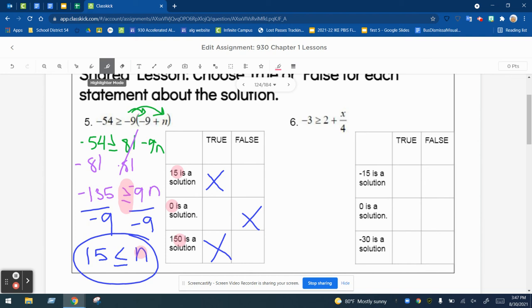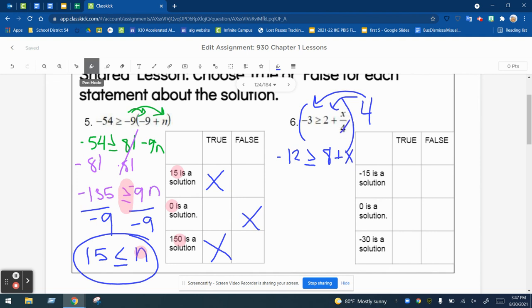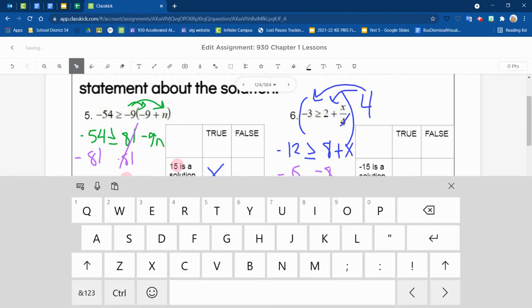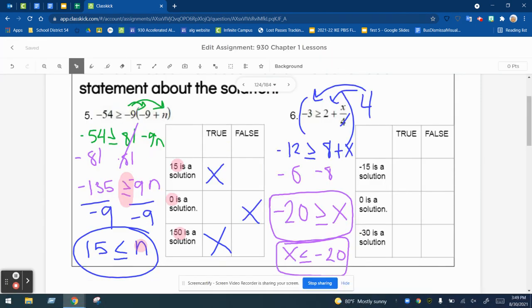Let's go ahead and do the same thing with number 6, just like we practiced last week. Let's go ahead and clear our fraction. So we're going to multiply everything by 4. Negative 12 is greater than or equal to 8 plus x, right? So it basically cancels that out. To continue solving, let's go ahead and subtract 8 from both sides. Negative 12 minus 8 will give us negative 20. So now I have negative 20 is greater than or equal to x, or x is less than or equal to negative 20.